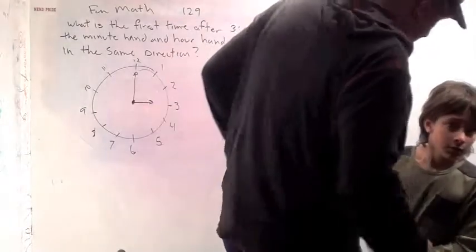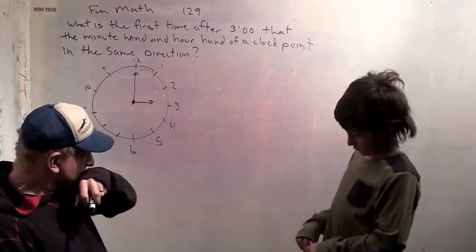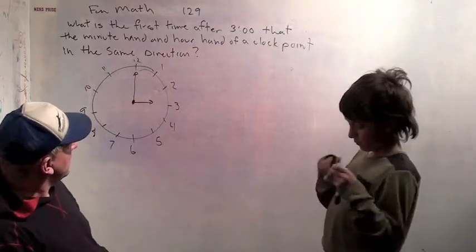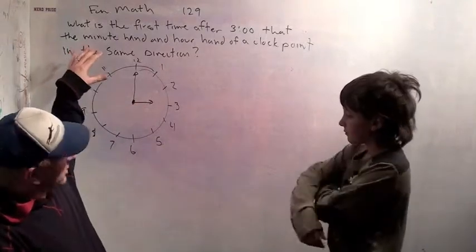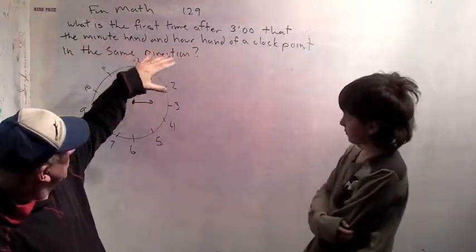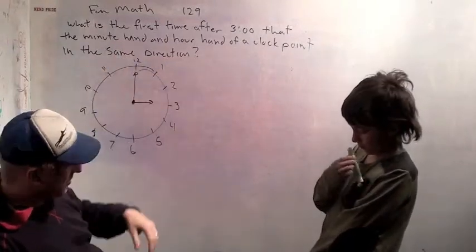Okay, so today we're still in section 6.2 of the Art of Problem Solving algebra book, and we're working on clock problems because we had a little bit of trouble with it yesterday. So, here's the question. What is the first time after 3 o'clock that the minute hand and the hour hand of a clock point in the same direction?